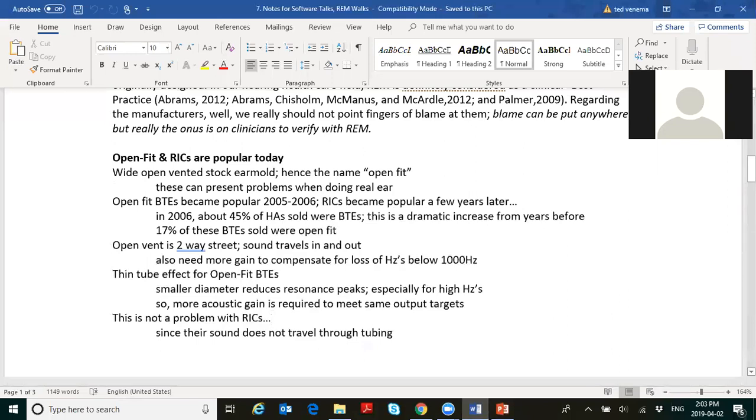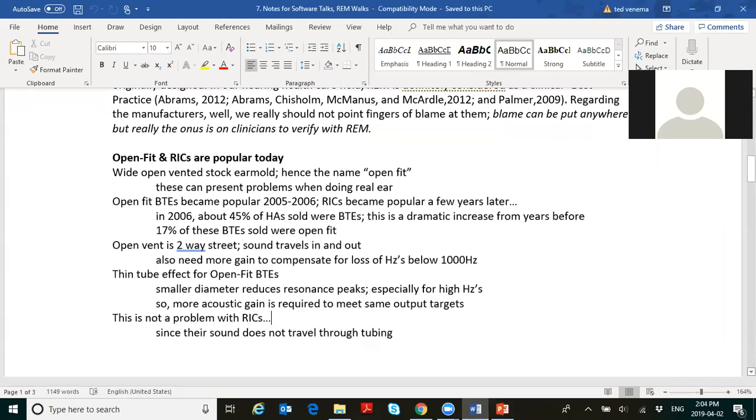Oticon sometimes calls its receiver in canal hearing aids RITEs, receiver in the ear. But RICs, RITEs, open fits, all of them, you can fit them with very wide open dome ear molds. Wide open vented stock ear molds, especially the ones with lots of holes in them, hence open fit. We all realize that they don't have to be completely wide open. We all realize that the domes, of course, can be smaller and smaller.